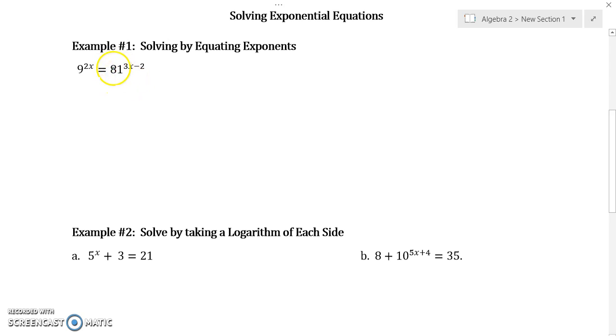Now I know that 81 breaks down to 9 times 9, and that gives me the same base of 9 on the other side. So we have 9 to the 2x power equals 9 squared raised to the 3x minus 2. Notice I put 3x minus 2 in parentheses because I do have to distribute that 2 to the 3x as well as the negative 2.